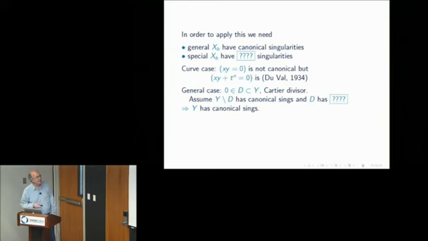Now, if I just put canonical singularities here, then this is true, but this is not good enough. So here in the curve case, we could allow some worse singularities, and we still ended up with something canonical for every deformation. And so the question is, what should this question mark be? Okay, this question mark. And the claim is that the question mark is precisely log canonical.